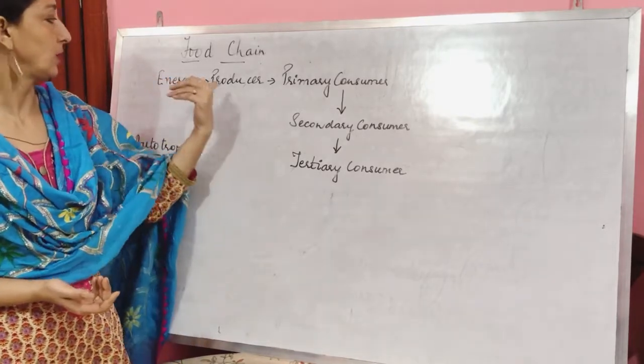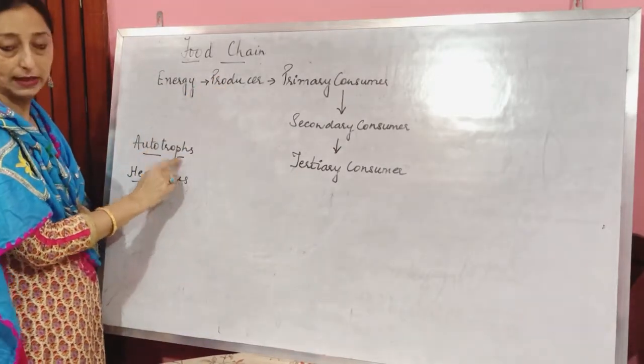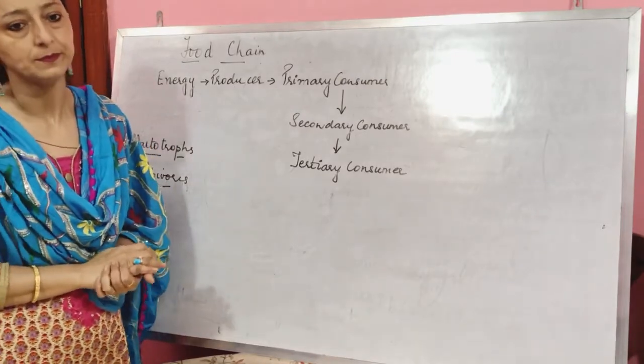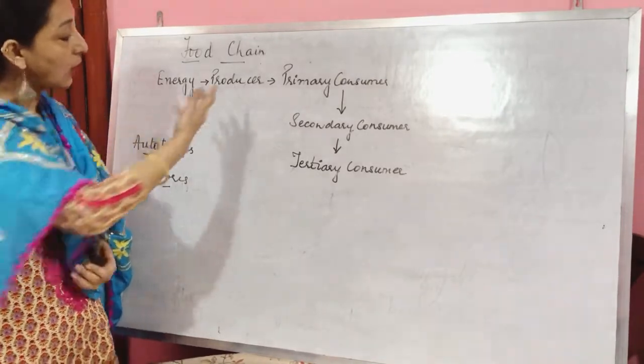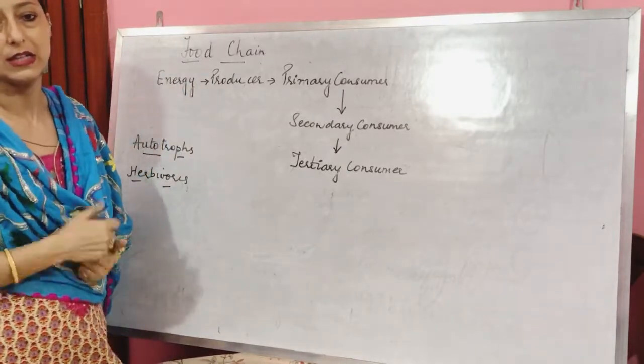That means who is making their own food here? Producers, that means autotrophs, that means green plants, they are preparing their own food. And how are they preparing their own food? From the energy of the sun, that is sunlight.